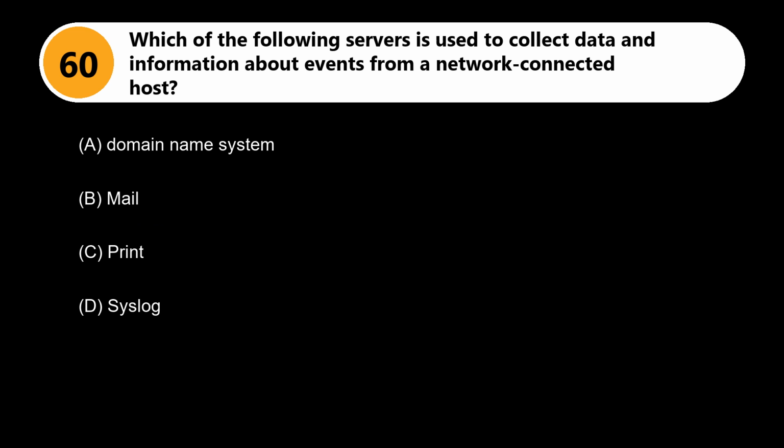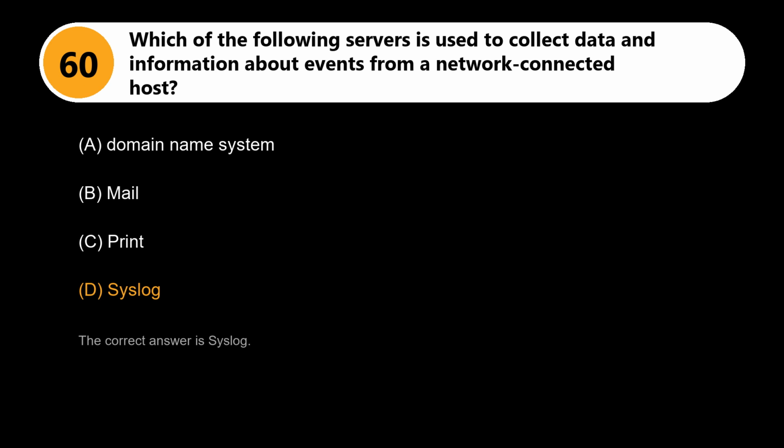Question 60. Which of the following servers is used to collect data and information about events from a network-connected host? Option A, domain name system. Option B, mail. Option C, print. Option D, syslog. The correct answer is option D, syslog.